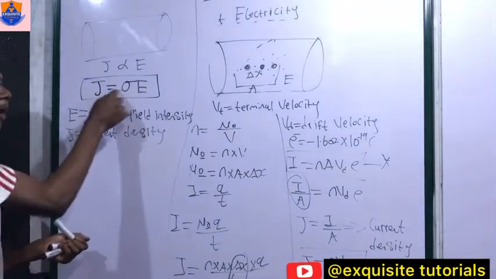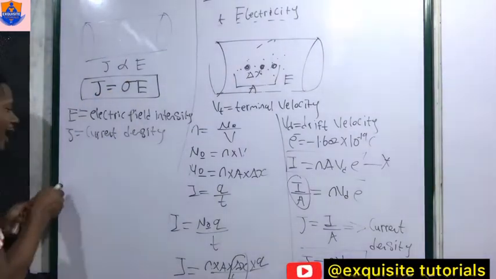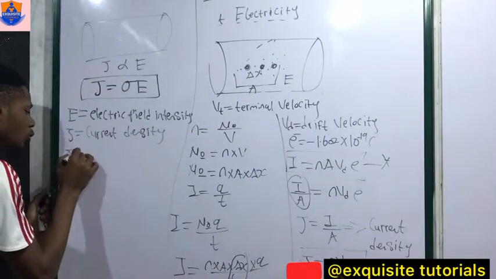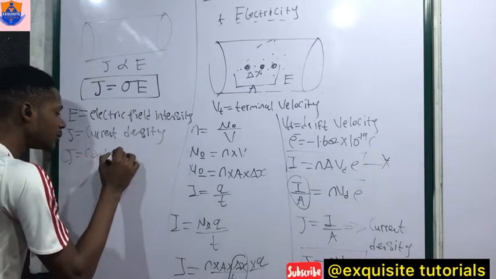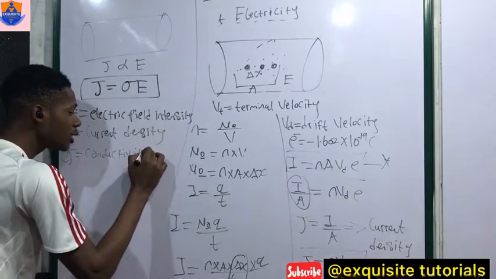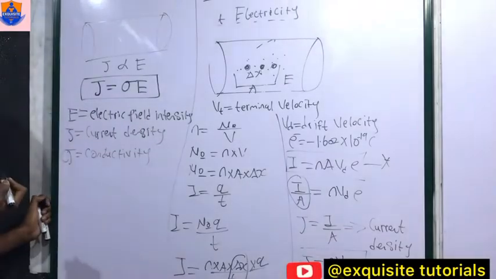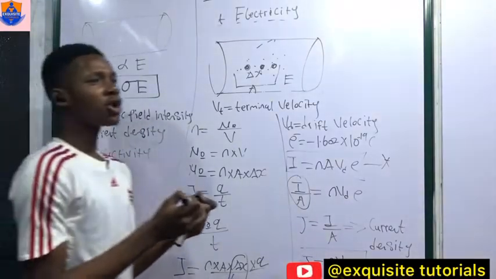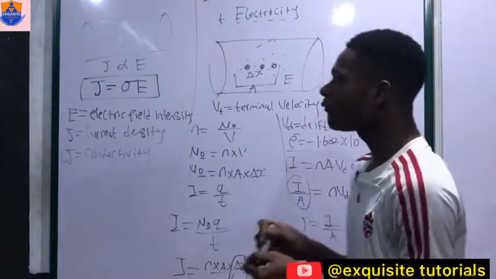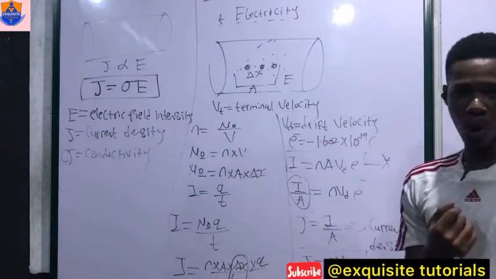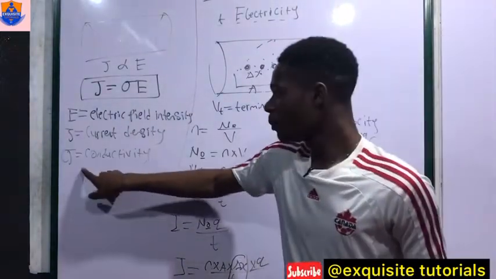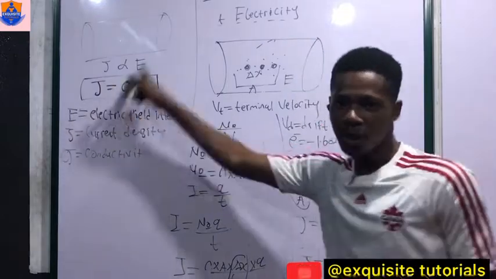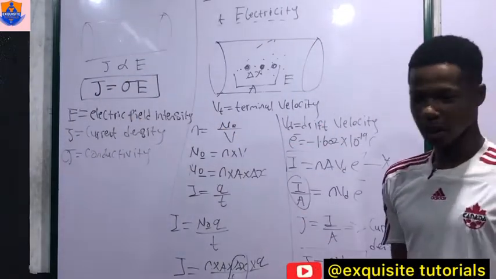Now, what about this constant? This constant has its own name, and it is called the conductivity of a particular metal. Now, this conductivity measures how well current can flow in a particular conductor or a metal, which means the more the conductivity of that metal, the more that metal tends to conduct electricity.